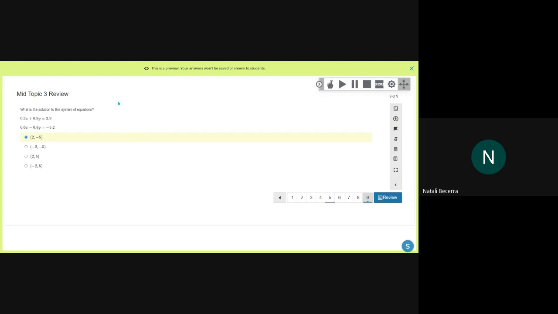Once you put both of the equations on Desmos, you're going to see where they intersect, and then that's your final answer.